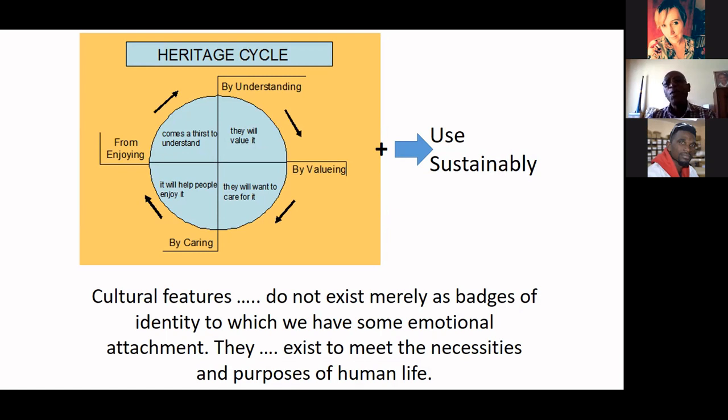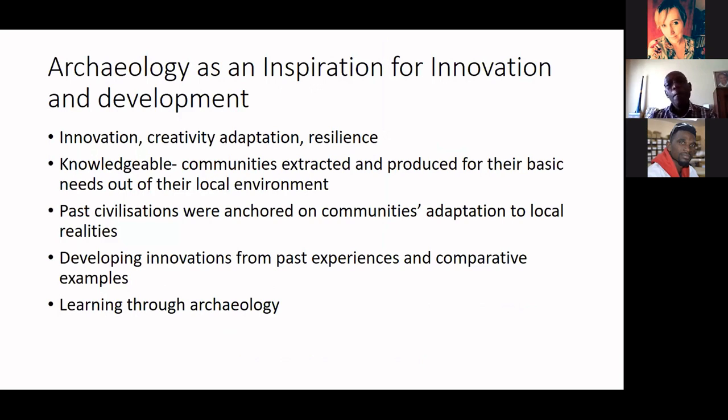We don't have just to enjoy them for their own sake, but also to use them sustainably. We have to use them sustainably if we are to realize the fact that these cultural resources are also resources that can contribute to development. The way I look at archaeology is that it does provide inspiration for innovation and development.